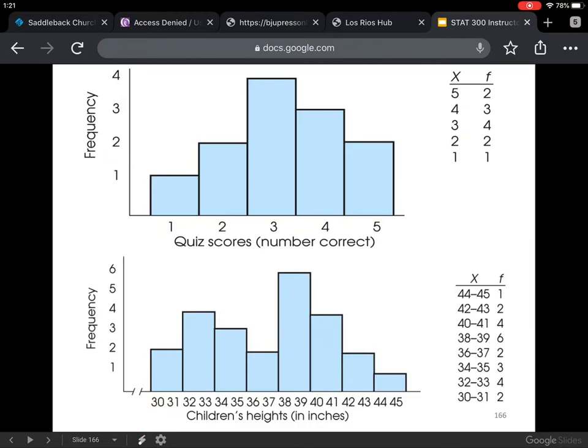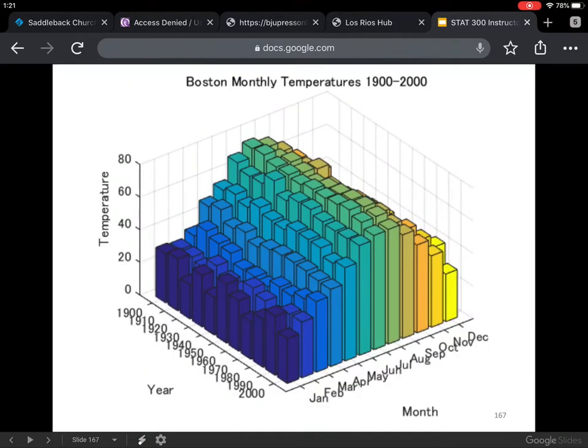There's distribution there. We also have 3-dimensional histograms. I just want to expose you guys to this. I'm never going to make you guys create one. But in this case, it's Boston monthly temperature for a particular year and month. So there are years along this axis, months along this axis, and the height is the temperature.